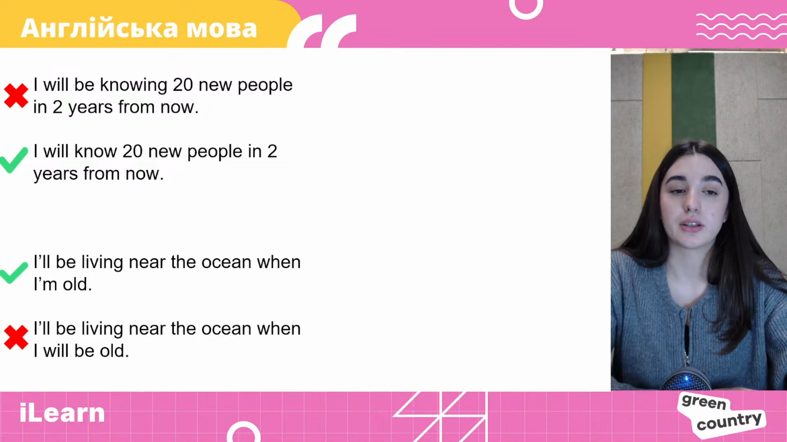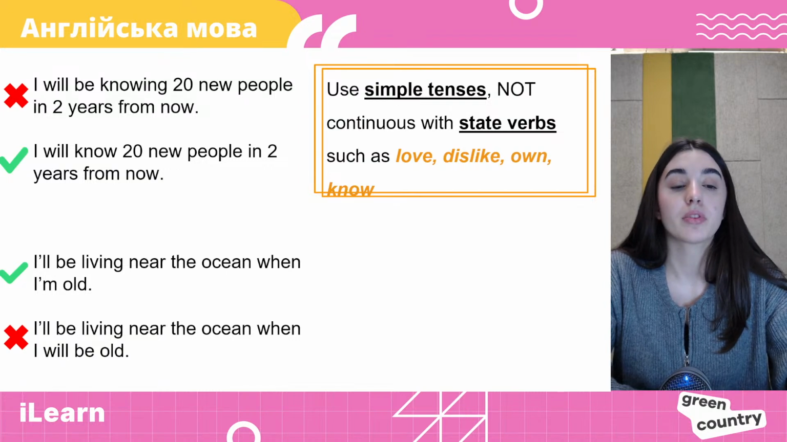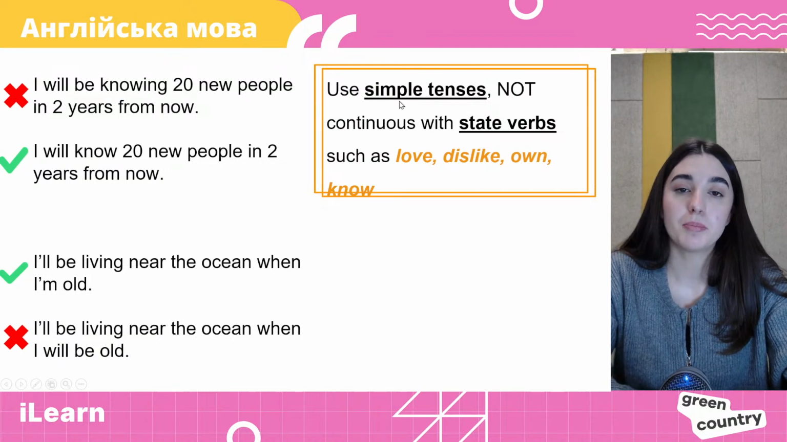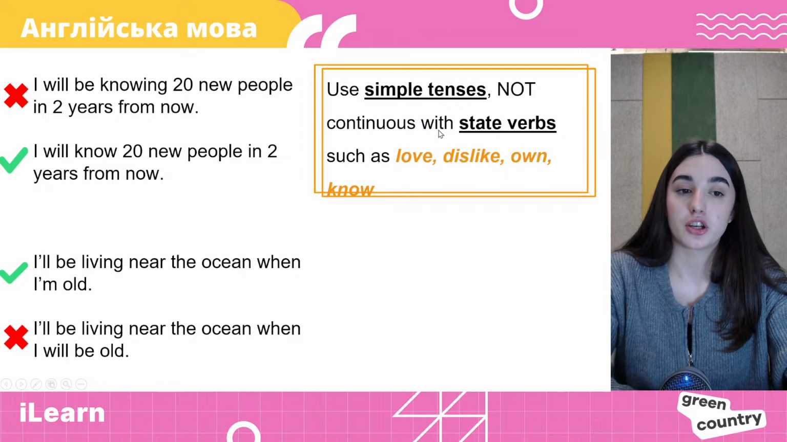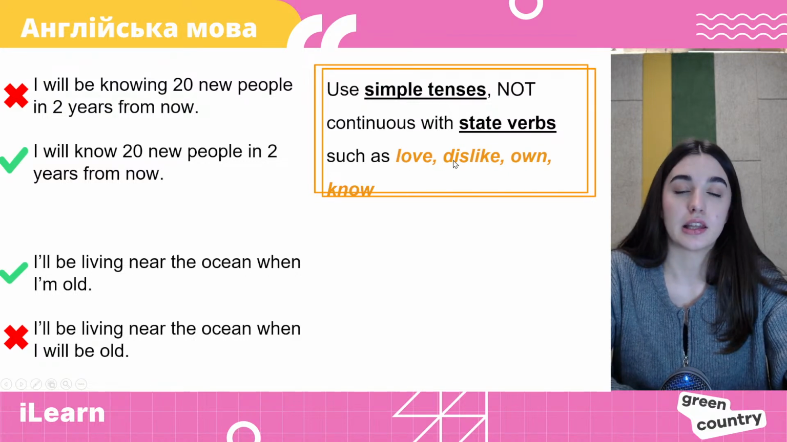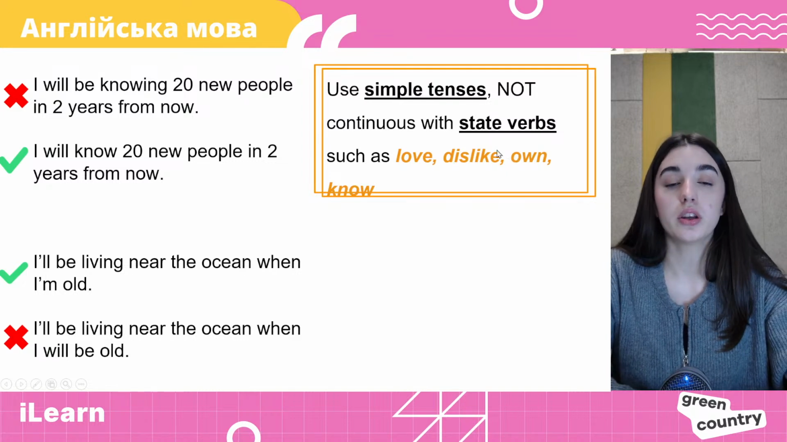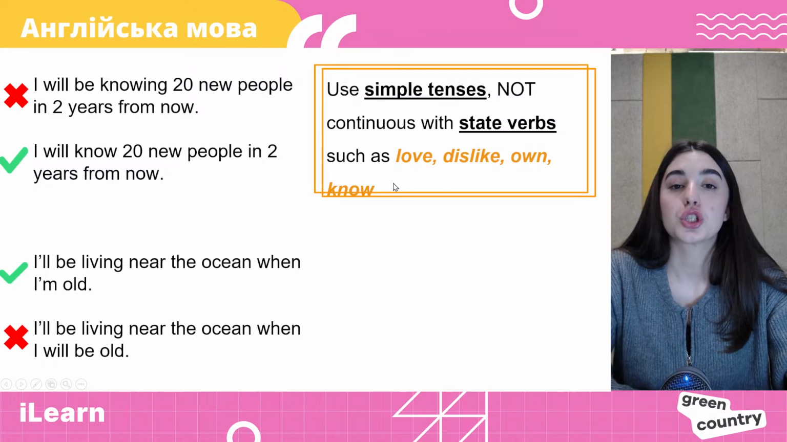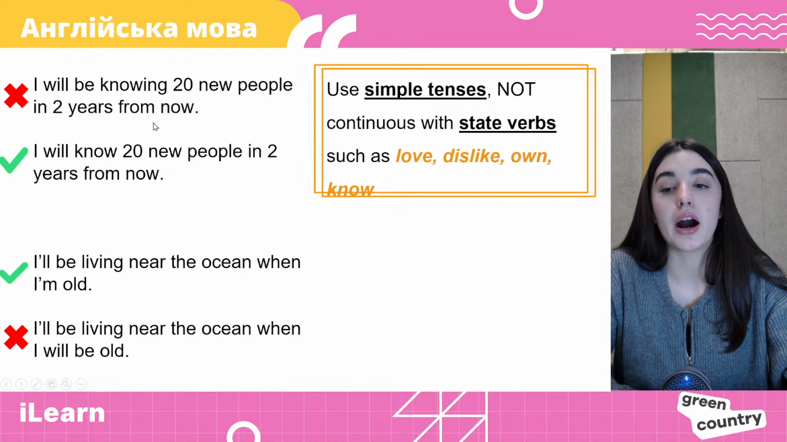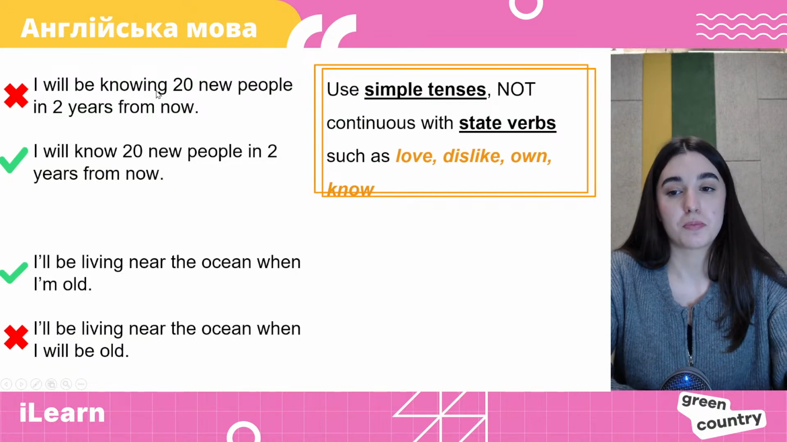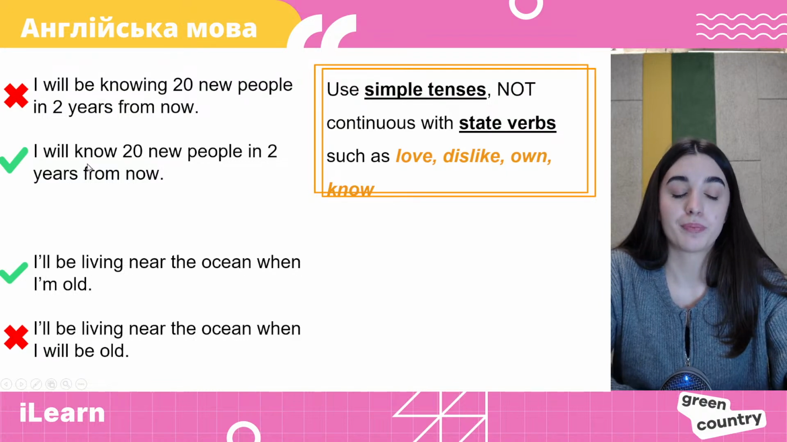So now let's take a look at the answers. First of all, we need to remember that we need to use simple tenses if we are using state verbs, such as love, dislike, like, own, know, and have. So we can't say, I will be knowing 20 new people. No, we should say, I will know 20 people, because know is a state verb.